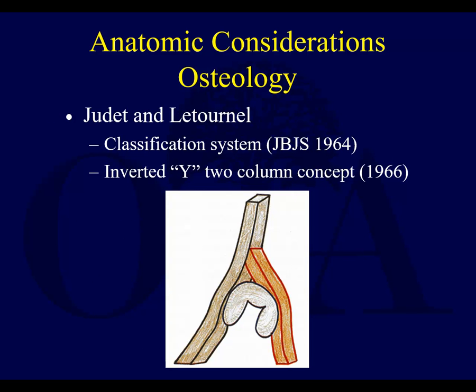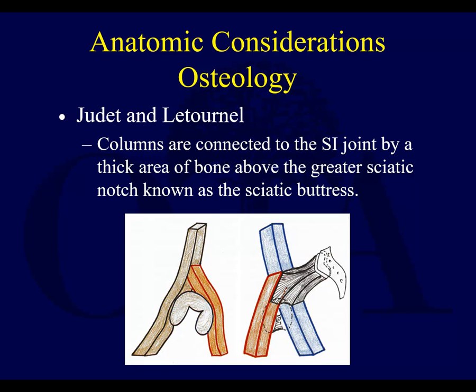So the first thing I think you have to look at is just a basic understanding of how to orient yourself around the acetabulum and the column concept, which is very simplified here in this drawing, where you have this inverted Y, two-column concept, and you can see in the middle there is your articular surface of the acetabulum. Okay, and we'll go through this quite a bit here.